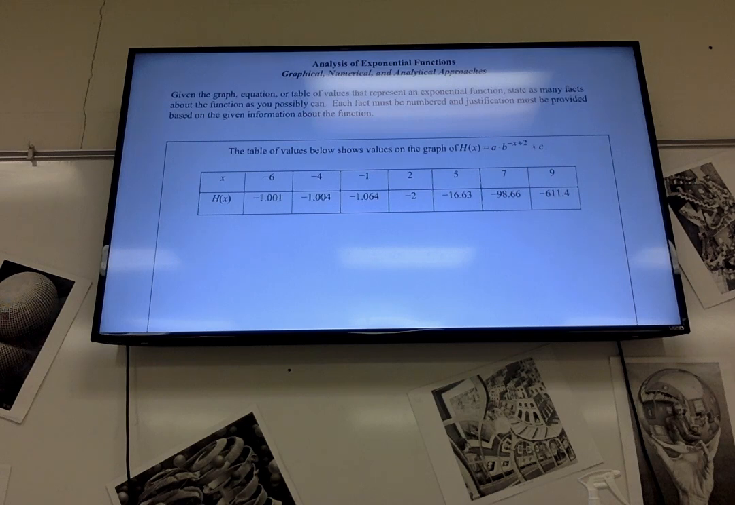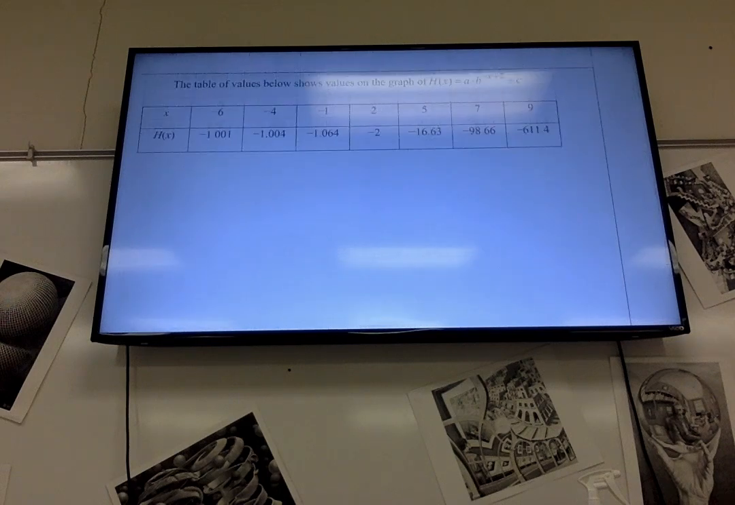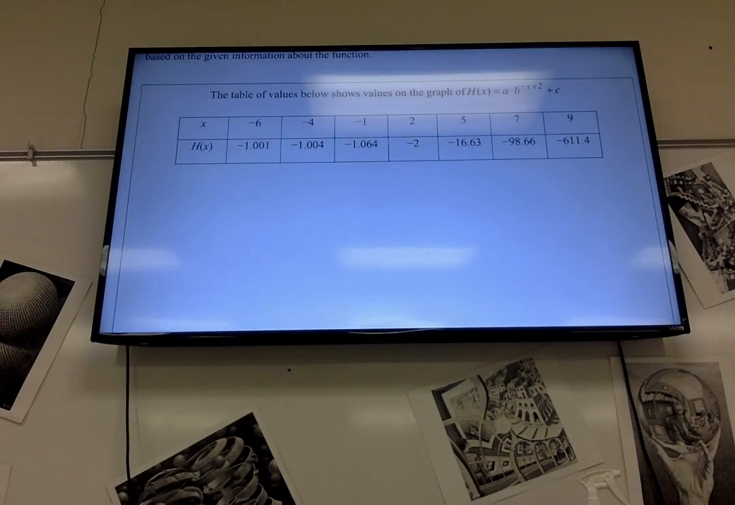Okay, so our information, we know that h of x is a times b to the negative x plus 2 plus c. Okay. Anybody want to just tell me some, or I can pull some out of you if we need to do it that way. Anybody just know something by looking at the table or by looking at its equation?